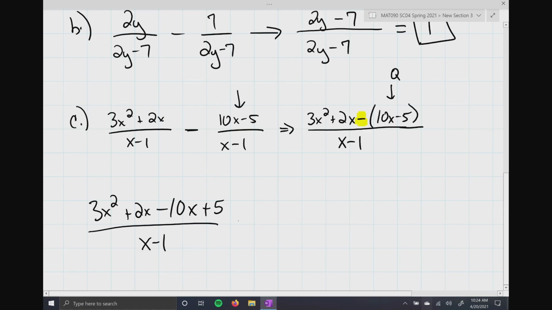So now I can simplify by grouping like terms. Let's see here. 3x squared. 2 minus 10 is minus 8x plus 5. Okay? So after I group my like terms, I get 3x squared minus 8x plus 5 all over x minus 1. But here's the thing. You always want to make sure your fractions are reduced. Am I right?